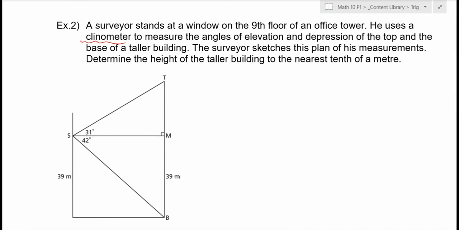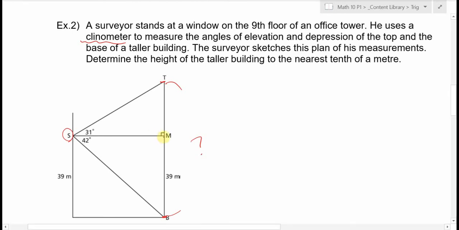He uses a clinometer to measure the angles of elevation and depression of the top and the base of the taller building. Okay, so you can see there's the person, that's the taller building, that's the top of the taller building, that's the bottom of the taller building. And the angle of elevation is 31 degrees, the angle of depression is 42 degrees. The surveyor sketches this plan of the measurements. Determine the height of the taller building, so we're solving for this. Determine the height of the taller building to the nearest tenth of a meter.